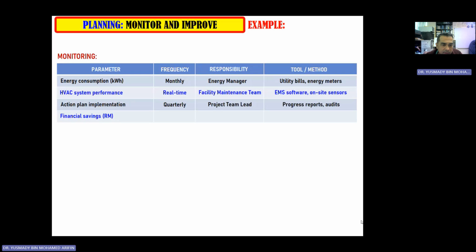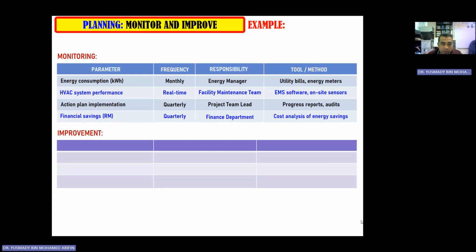In terms of financial saving, how much money can be saved by reducing the energy consumption. So we need to check quarterly. Responsibility by the finance department, and the tool that we need to use is cost analysis of energy saving. So the example for the improvement, we have issue identified, action taken, outcome.